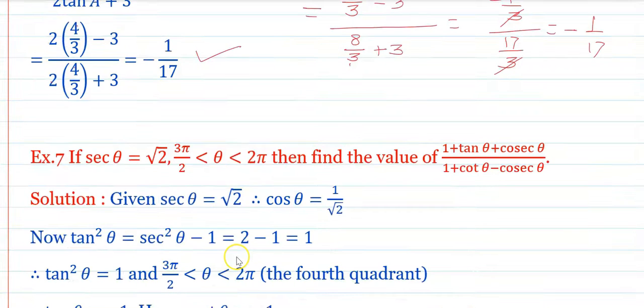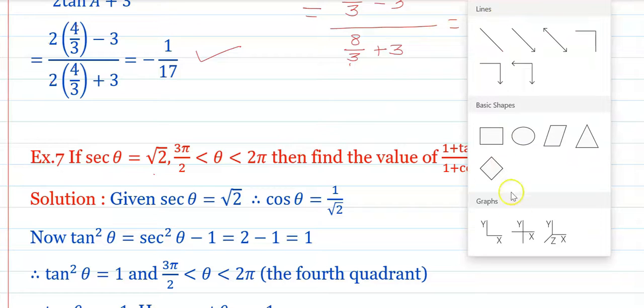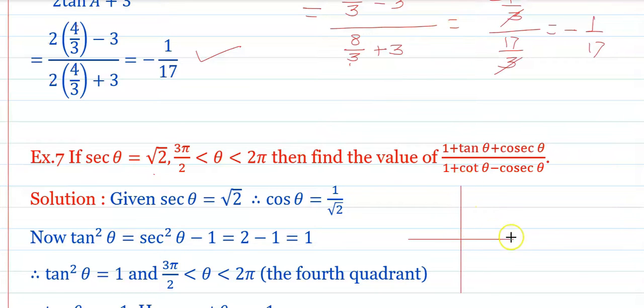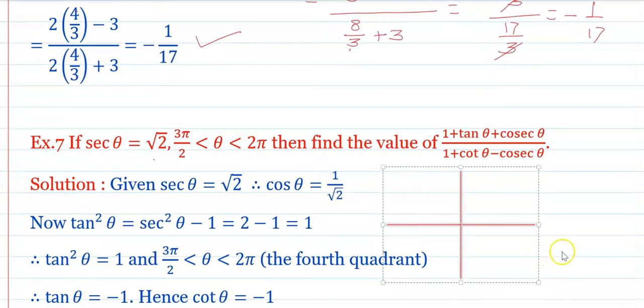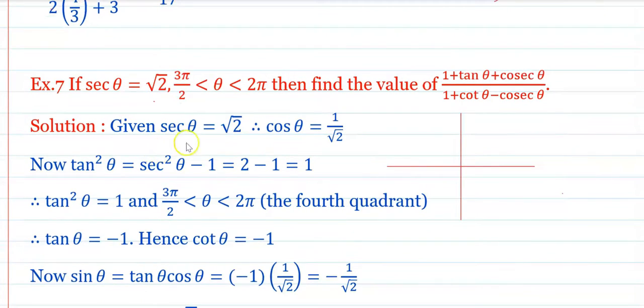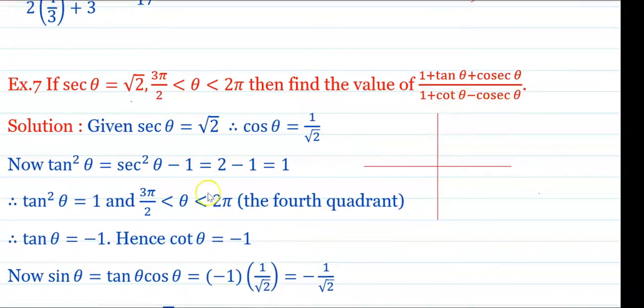Okay. Next problem. If sec theta is equal to root 2 and theta lies in the fourth quadrant, that is between 3 pi by 2 and 2 pi. It lies in the fourth quadrant. And now in the fourth quadrant, only cos is positive. Okay. And they have given us sec as root 2. Then find the value of (1 plus tan theta plus cosec theta) upon (1 plus cot theta minus cosec theta).